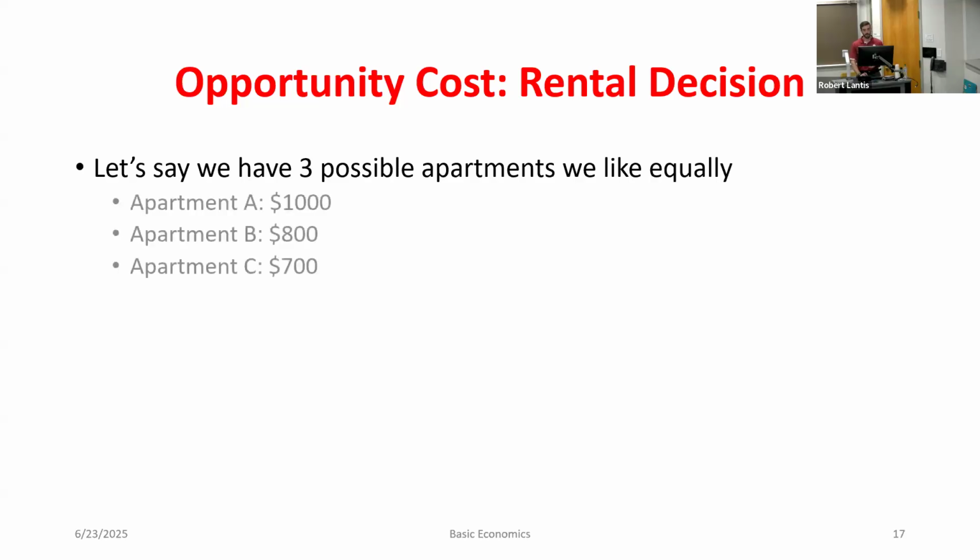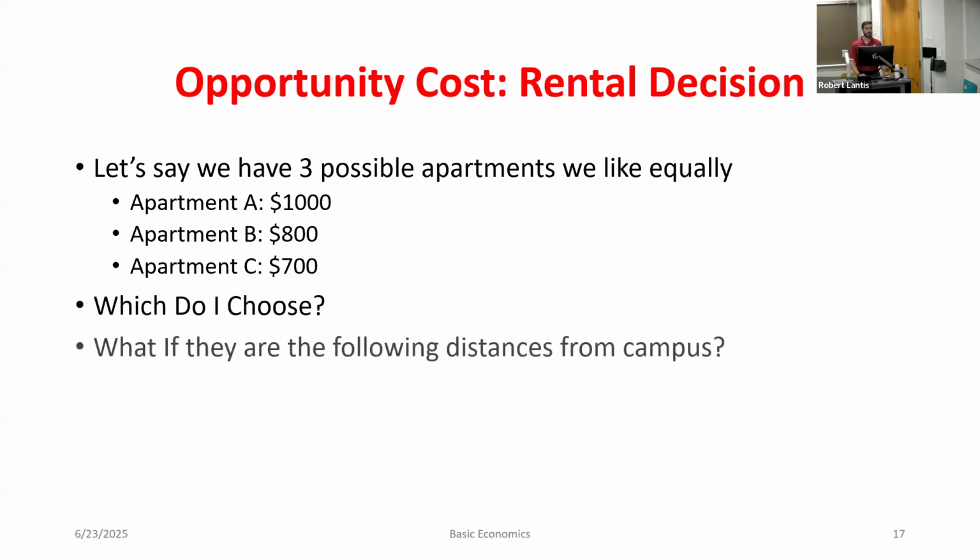But let's say we have 3 apartments. And let's say that I like them all equally. They have the exact same amenities. Every feature about these apartments is exactly the same. If that was the case, and this is how much the rent is at each apartment, which one should I choose if I'm self-interested and rational? Well, which of these has the lowest cost? Apartment C. But what would I do if everything about these apartments is the same, right? Same square footage, built in the same year, same appliances, everything.